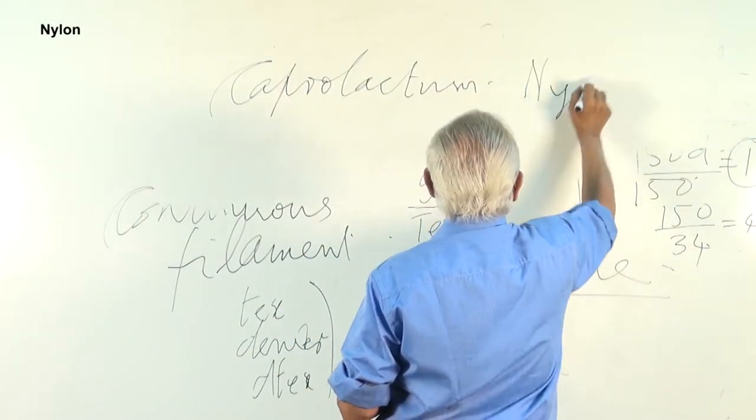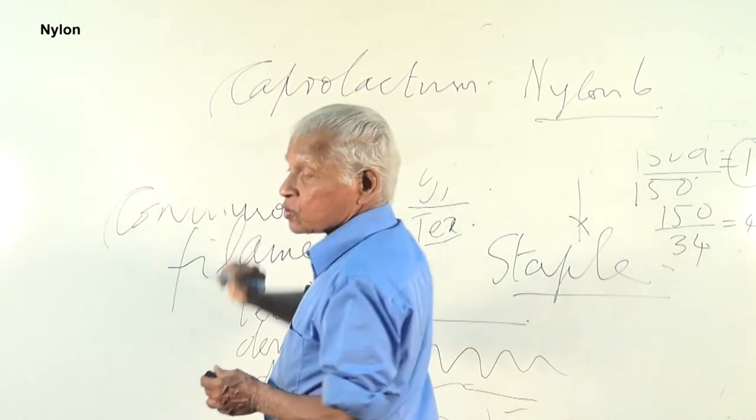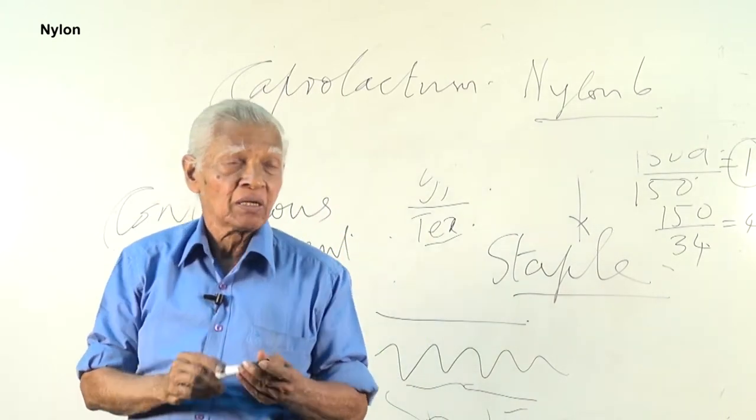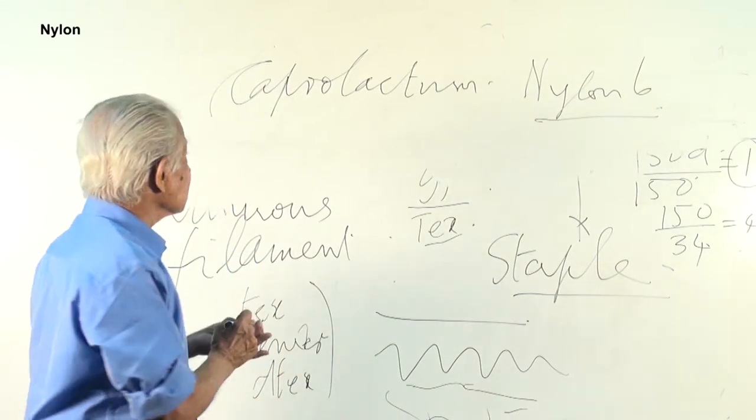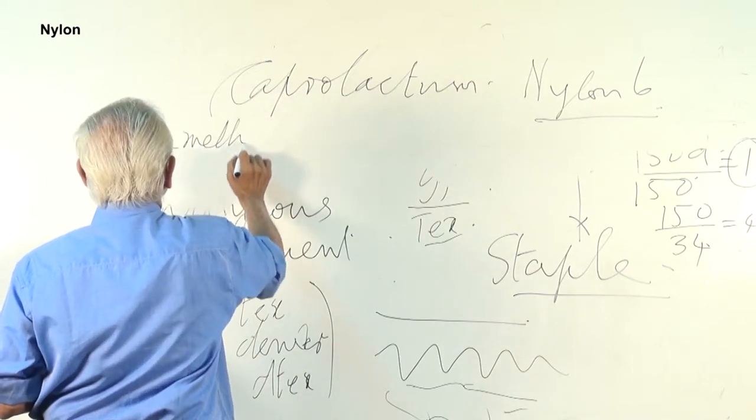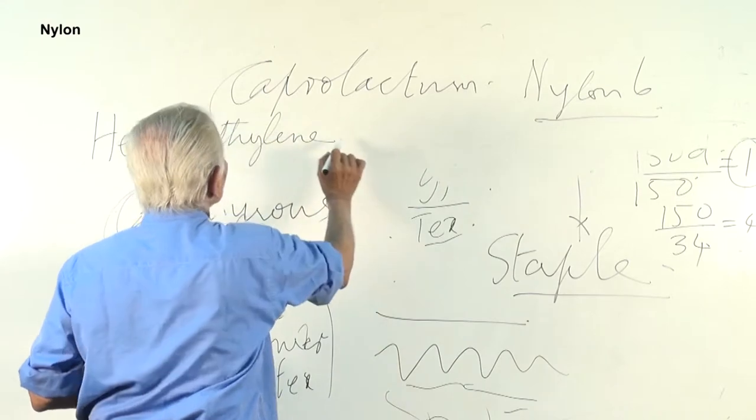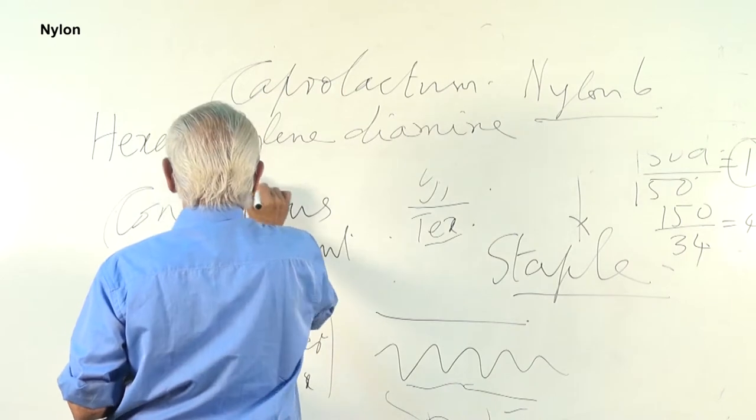Well, then we will go to nylon. Nylon is obtained by polymerization of caprolactam. This fiber is called nylon 6. And the fiber obtained by the polymerization of adipic acid and hexamethylene diamine is called nylon 6-6.